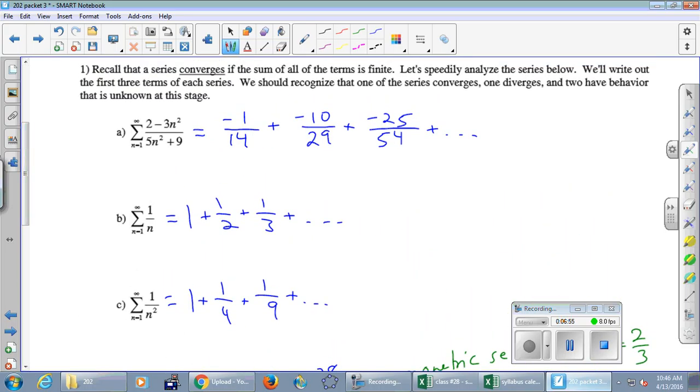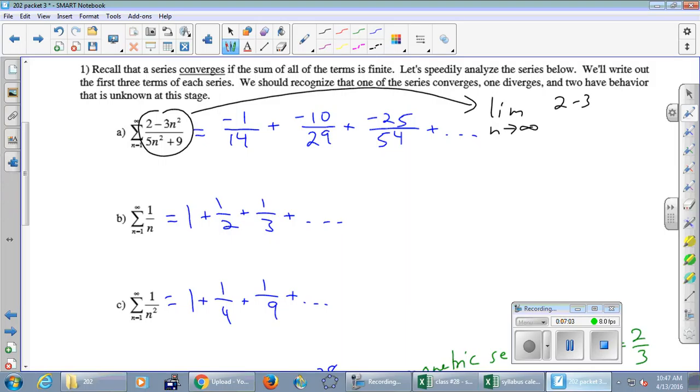So what do these terms approach at the end of the day? The limit as n goes to infinity of that whole fraction. Right, because we can ignore the 2 and the 9, and then we've just got -3n squared over 5n squared, and you cancel those n squareds, and the limit is -3/5, right? So that series essentially becomes add -3/5 over and over and over again forever. The terms won't ever actually exactly be -3/5, but they'll be really close.